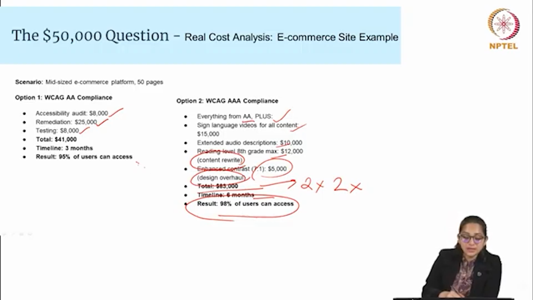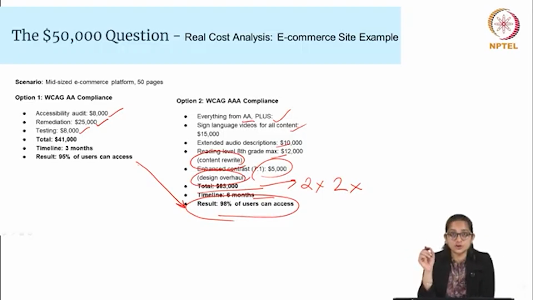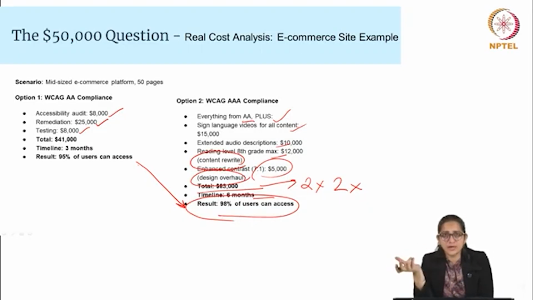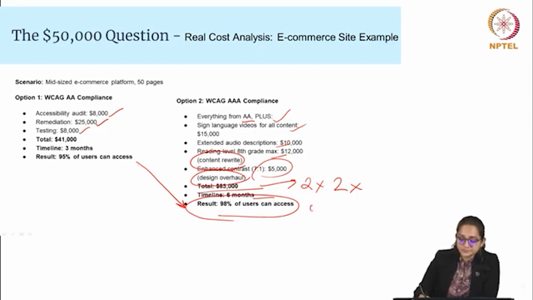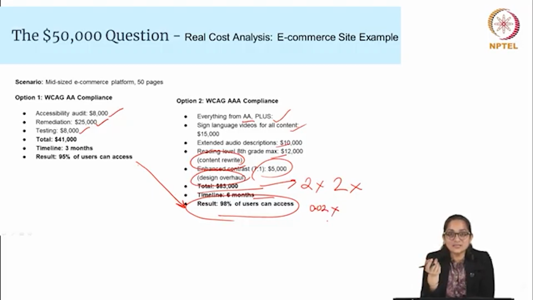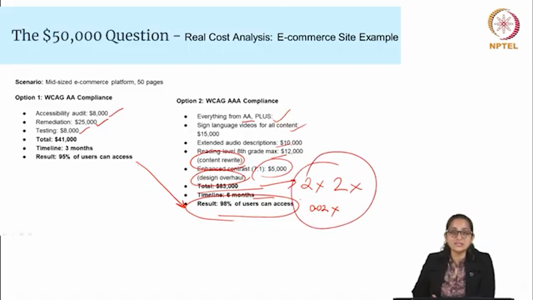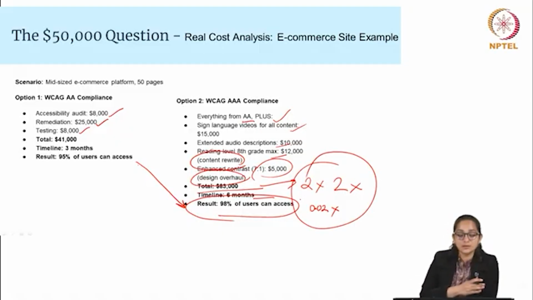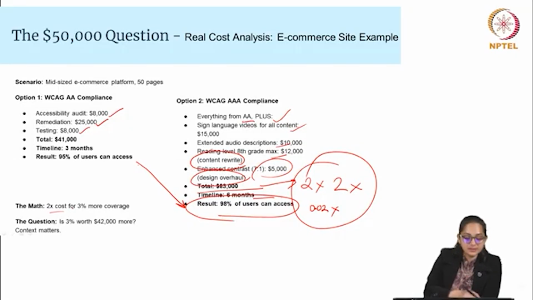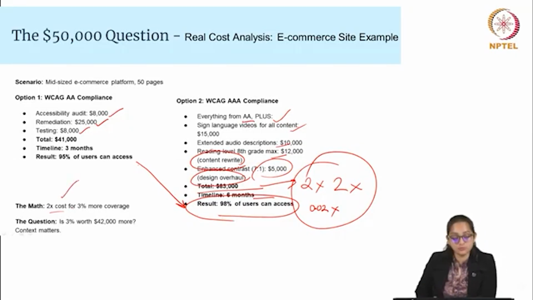So the increment in value addition is very little. So it is almost 0.2x, right? 0.02x actually, sorry, 0.02x. So 2%, right? So then one has to take a call as to where they should stop. So this is the reason why most of the industry standards stop at WCAG AA compliance. It's like 2x the cost for just 3% more coverage.